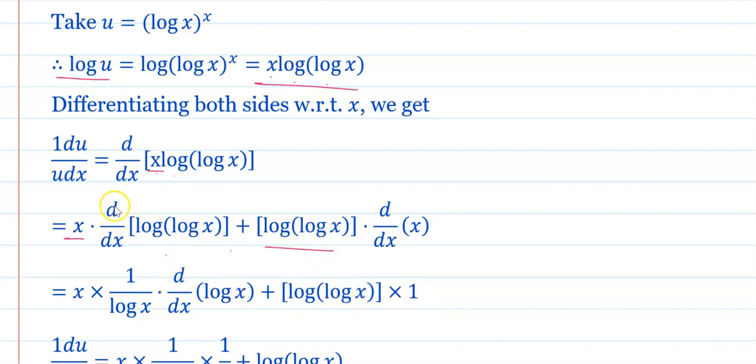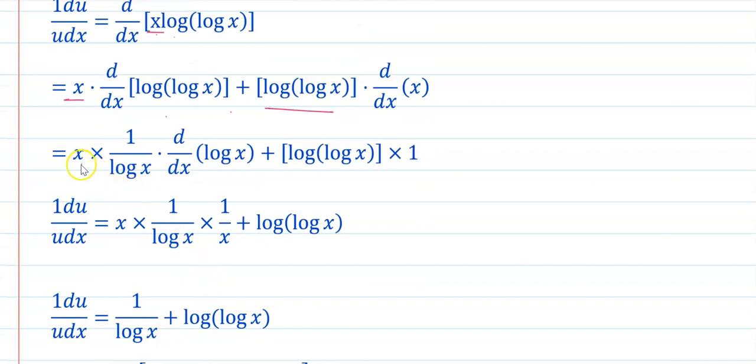What about the derivative of log log x? It is 1 upon log x, again the derivative of log x, which is 1 upon x. Therefore here, x into 1 upon log x, into 1 upon x, the derivative of log x being 1 upon x. Log of log x into 1 means what? Log of log x.